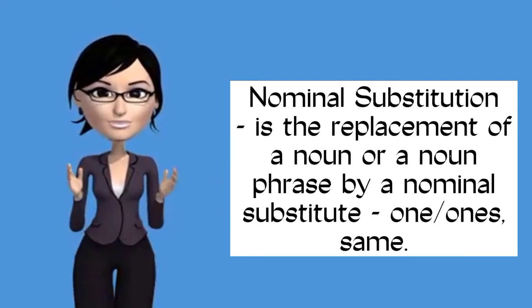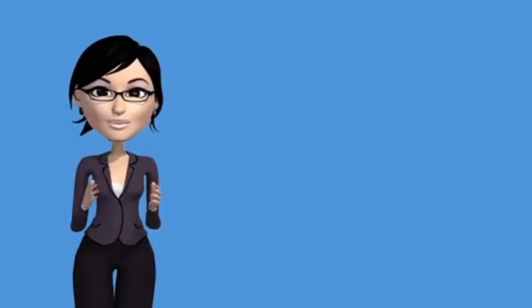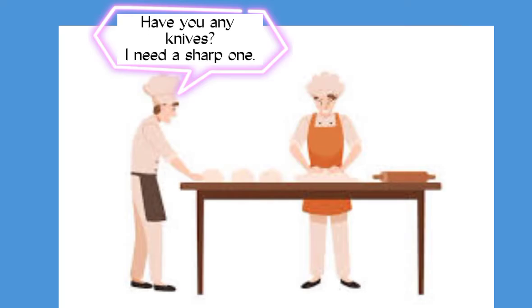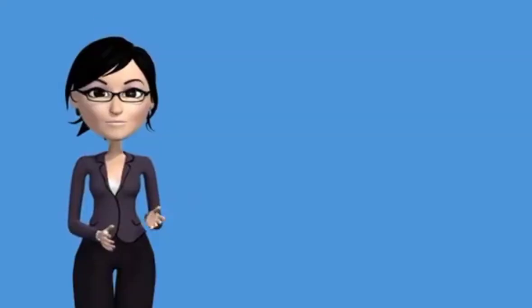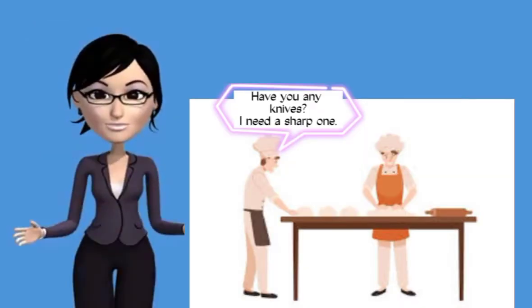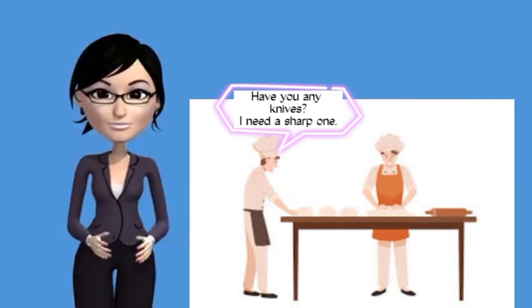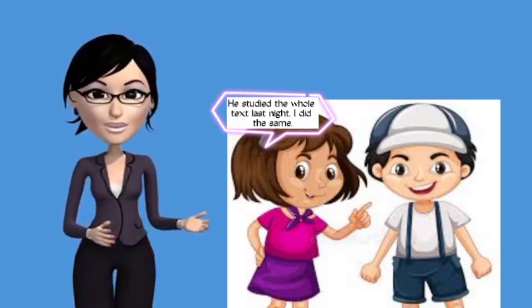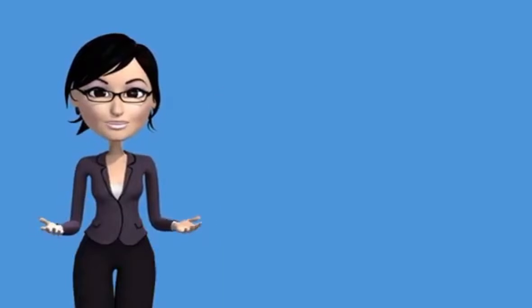Nominal substitution is the replacement of a noun or a noun phrase by a nominal substitute: one, ones, same. Nominal substitution functions either as the head of a nominal group or to presuppose an entire nominal group. Example: "Have you any knives?" "I need a sharp one." And in replacement of a noun phrase: "He studied the whole text last night." "I did the same." Here, in example A, one for knives functions as the head of the noun, whereas the whole text last night is replaced by same.